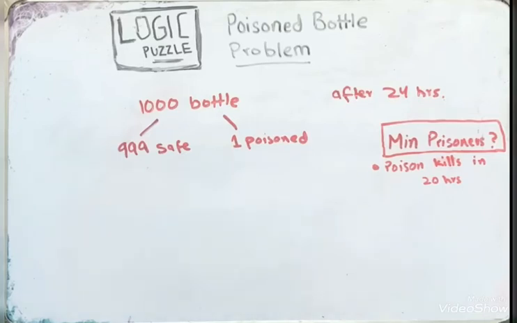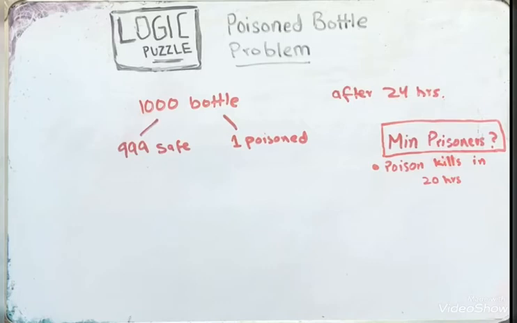Let me ask you a very interesting logic problem known as the poison bottle problem on the internet. So the problem goes like this. There's a king who is hosting a ceremony or a party in his house or castle, and he has invited a lot of guests for that, and he has ordered 1,000 bottles of wine.